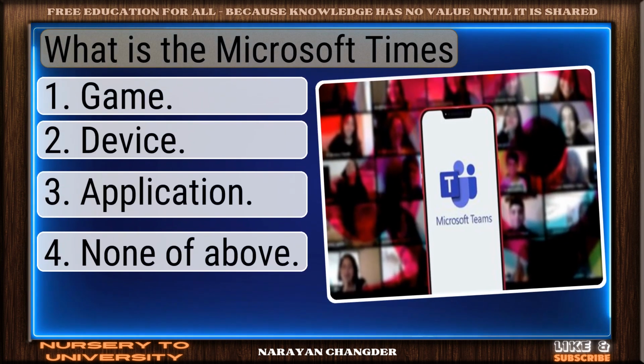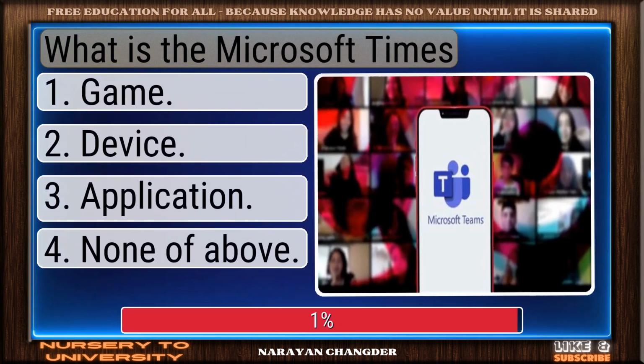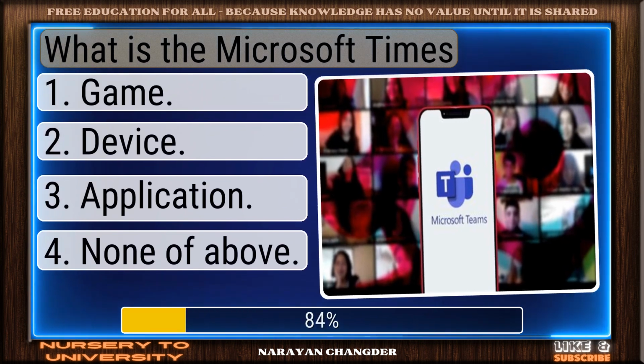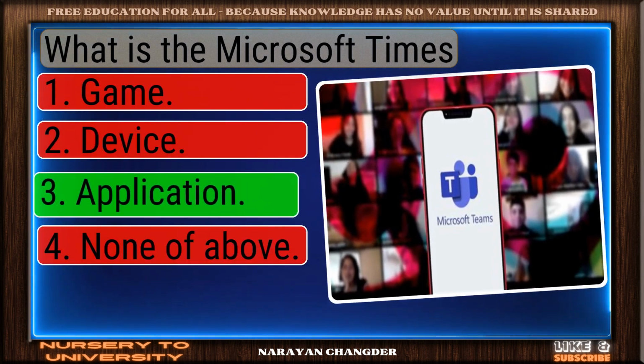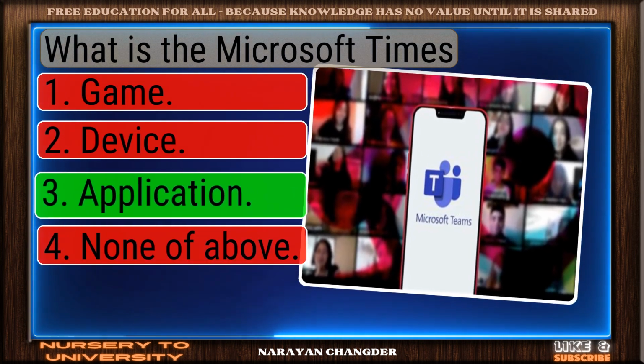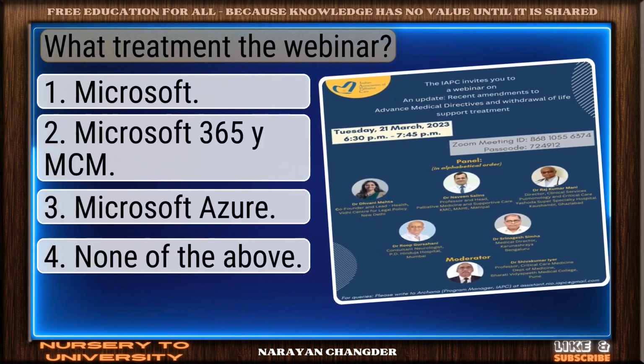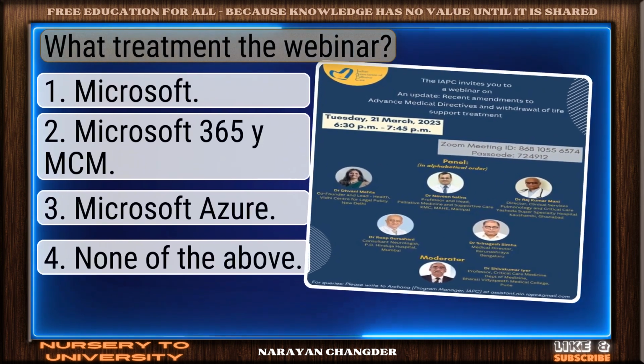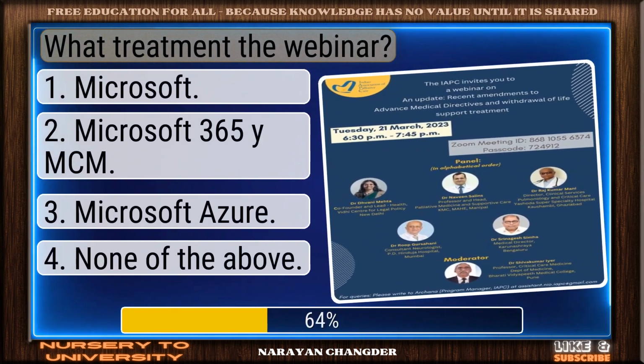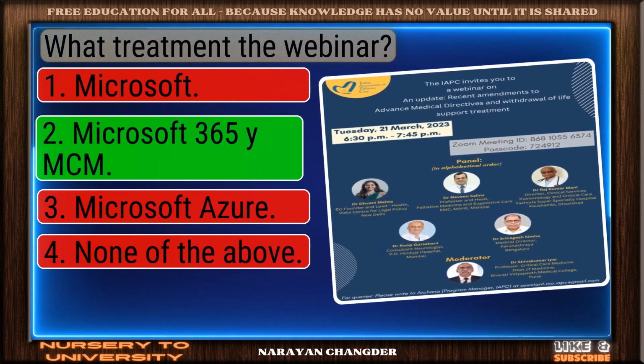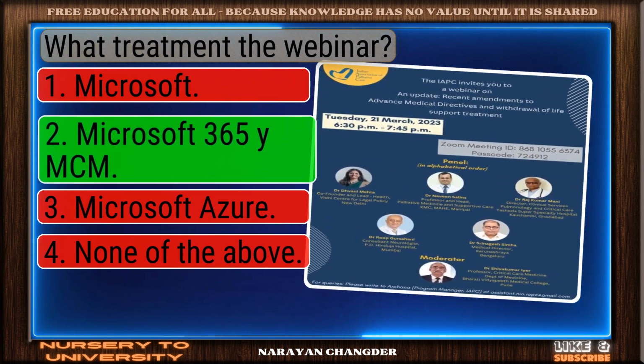Question number 72. What is the Microsoft Teams? Great thinking. Application is the right choice. Question number 73. What treatment the webinar? Microsoft 365 Human Semim is the answer.